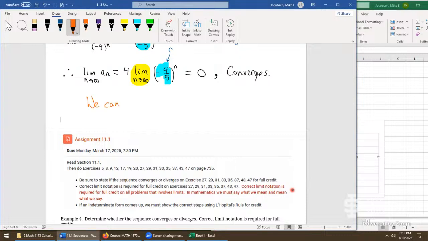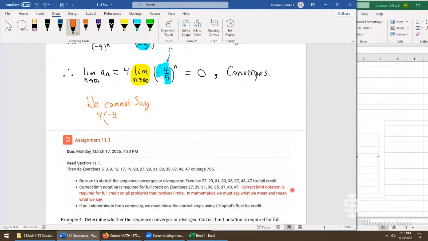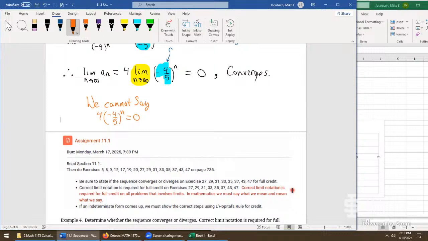We cannot say that 4 times (negative 4/5)^n equals 0, because this is not what we mean whatsoever. The thing on the left is an algebraic expression, and pick any value for n, it's never 0 whatsoever. So it misses the idea of what we're really trying to compute. We must say that it's the limit as n goes to infinity of 4 times (negative 4/5) to the power of n equals 0.